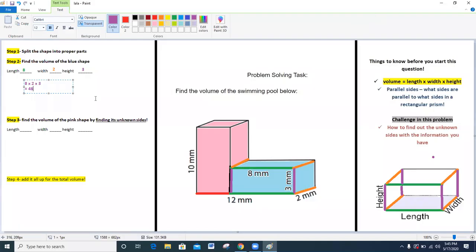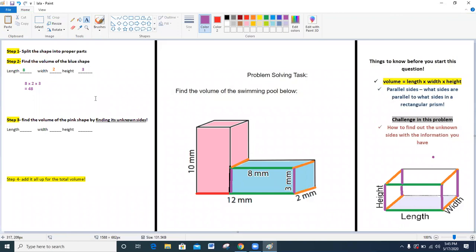So 48 is the volume of the blue shape, okay? Now, I kind of have an idea of what's parallel to what. When I turn to the pink shape, I only have one number to work with. So it's a little confusing, but if you pay close attention to the little parallel stuff we just did, it should become easier. So the length for the pink shape, let's make it black.